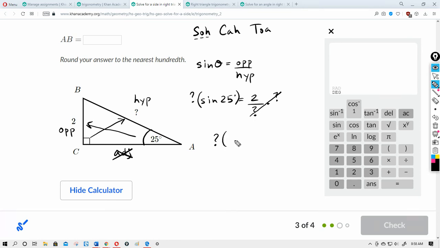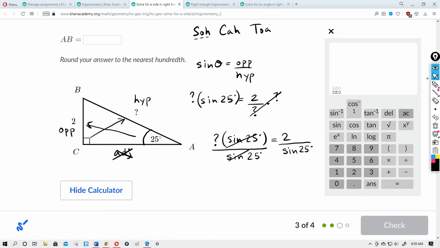I'll rewrite it so you can see it. We have question mark times the sine of 25 degrees equals 2. In order to solve for the question mark, you have to divide both sides by the sine of 25. Remember, I said this is all one number. So you're dividing by the sine of 25 degrees on both sides. On the left-hand side, sine of 25 over sine of 25 cancels, and we're putting this in the calculator.